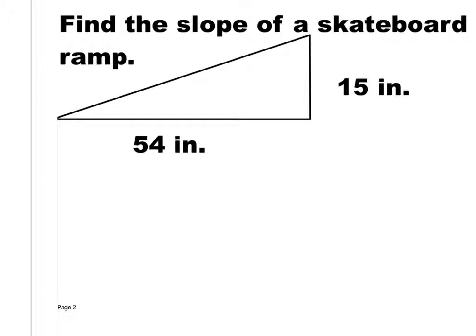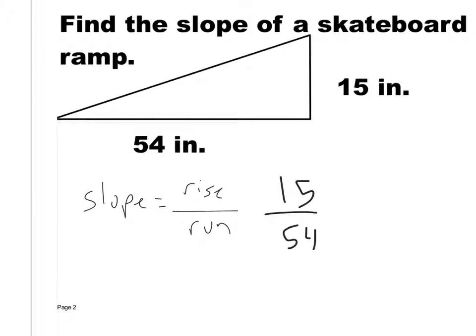Here they're just asking you to find the slope of a skateboard ramp. And they tell you it is 54 inches long and 15 inches tall. To find the slope, it's defined as rise over run. You have to write that. Your rise, how much did it change vertically? 15 inches. It went up 15 inches. It went to the right, or in this case it could go left, but it is 54 inches long. So that's our slope, 15 over 54.